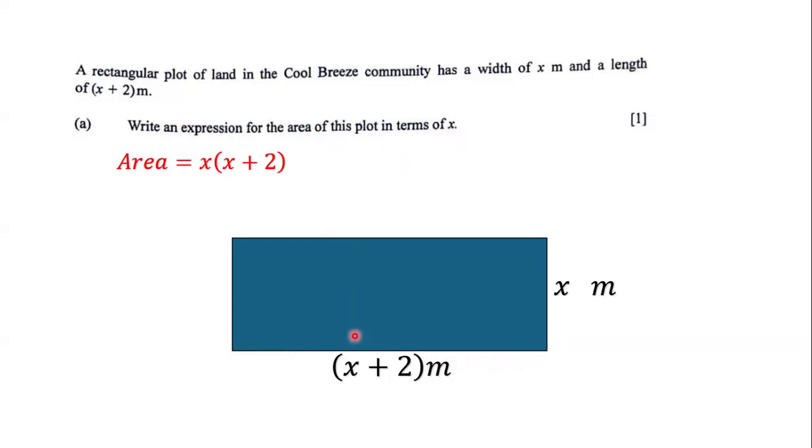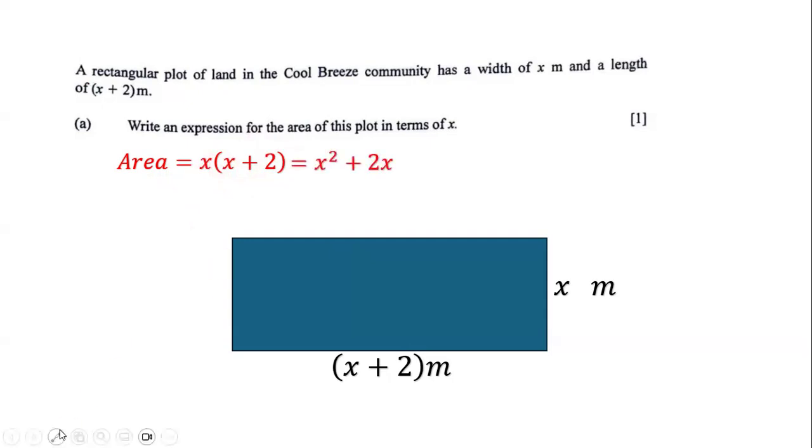All right. So we take this expression and multiply by this expression, and so we have x multiplied by x plus 2. So that's the area. The area is equal to the length multiplied by the width. That's the area of this plot of land in terms of x. Length multiplied by width.